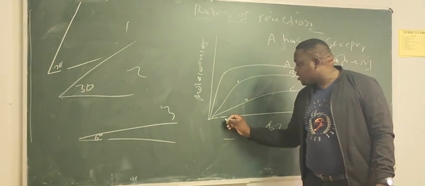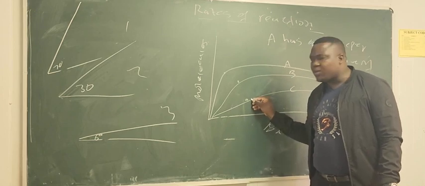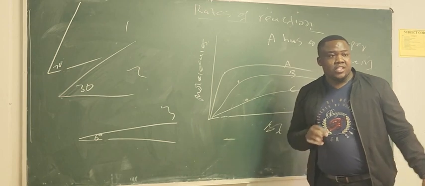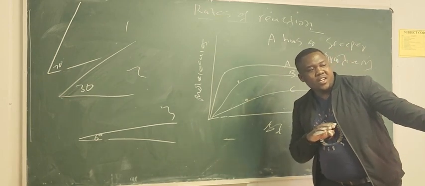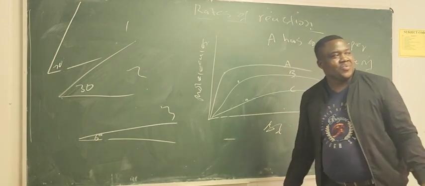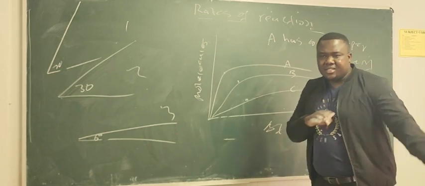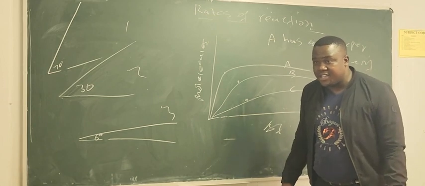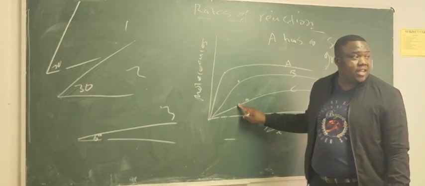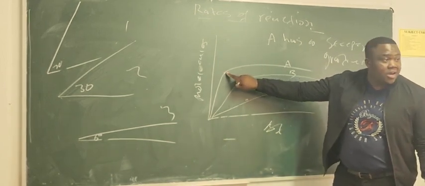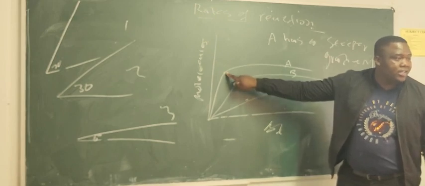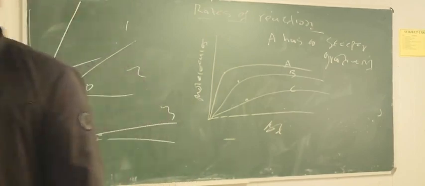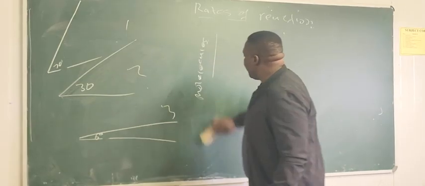It is not steep, it is less steep. You understand? Yeah. So this one is less steep. The rate of reaction is fastest here. Why? Steeper gradient. Did you write somewhere? Yes. Okay, that's lovely. Are you learning? Yes.